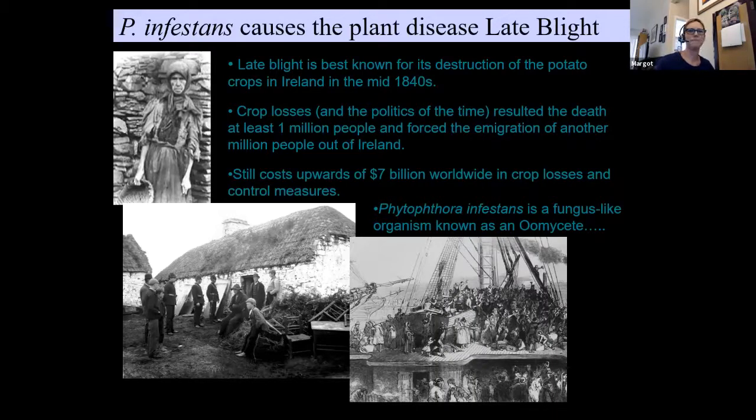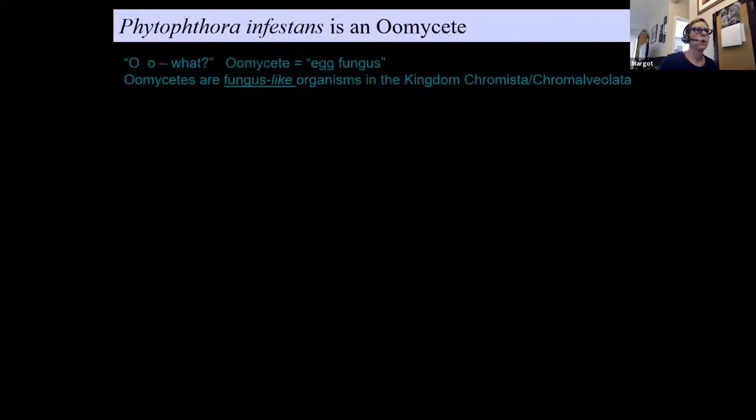Okay. So now I'm going to get into a little bit more of the science of this pathogen. Phytophthora infestans is a fungus-like organism, what we call an oomycete. So oomycete, what? That term actually translates as egg fungus because of the shape of some of the spores that it makes. For a long time, plant pathologists thought that oomycetes were actually fungi, and they're also known as water molds.